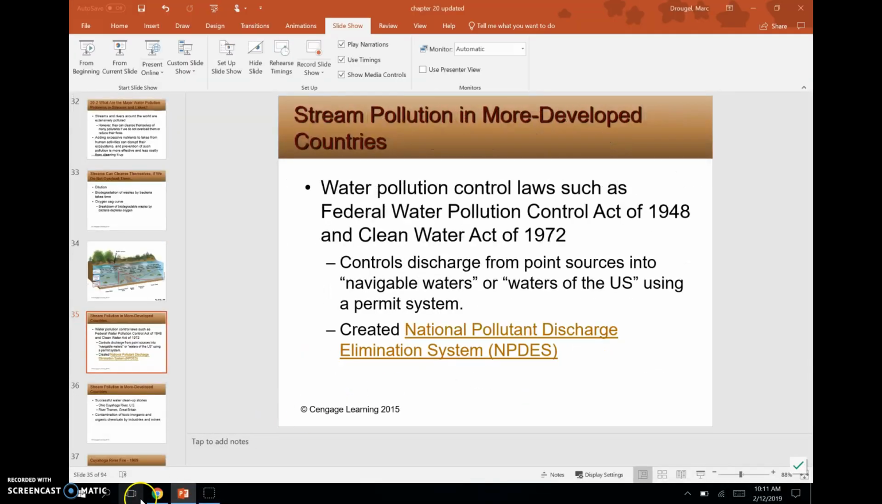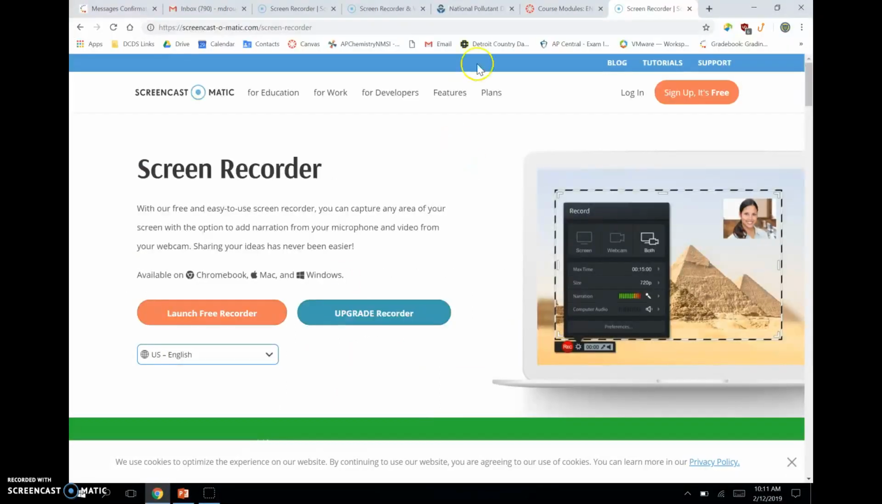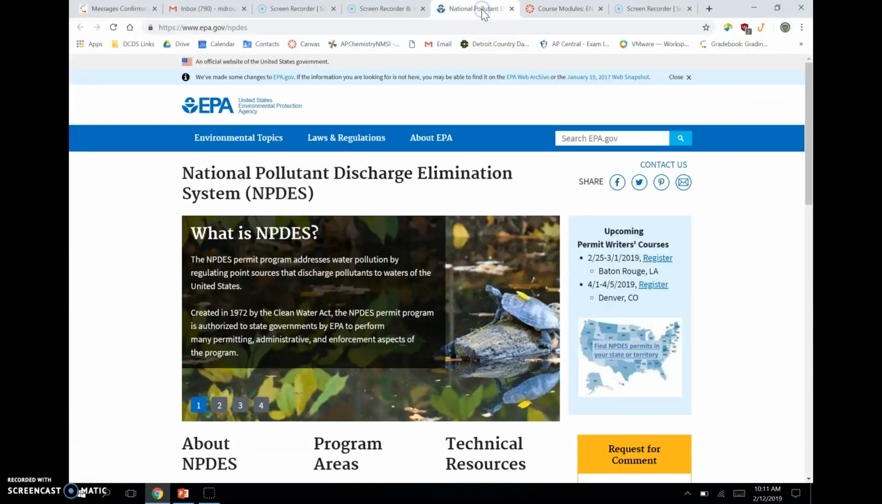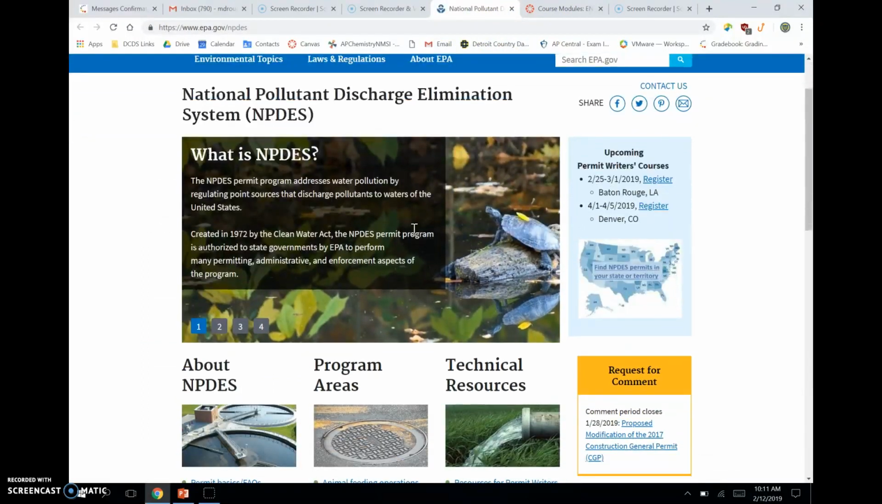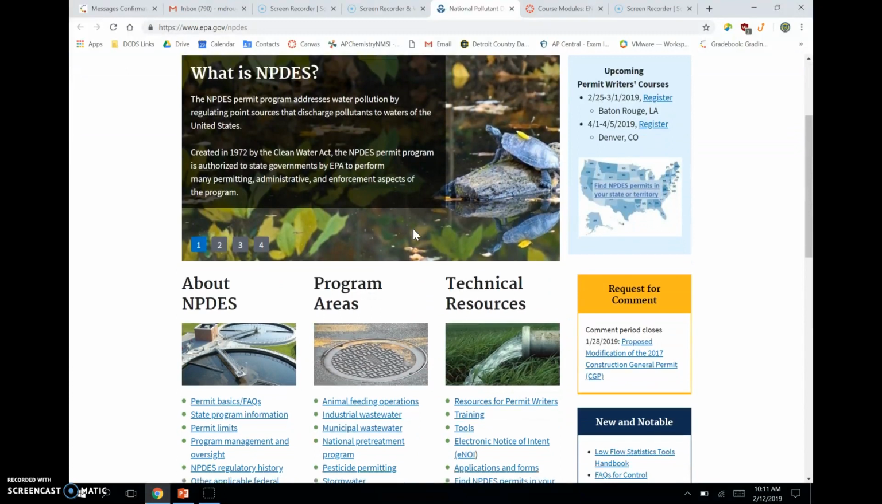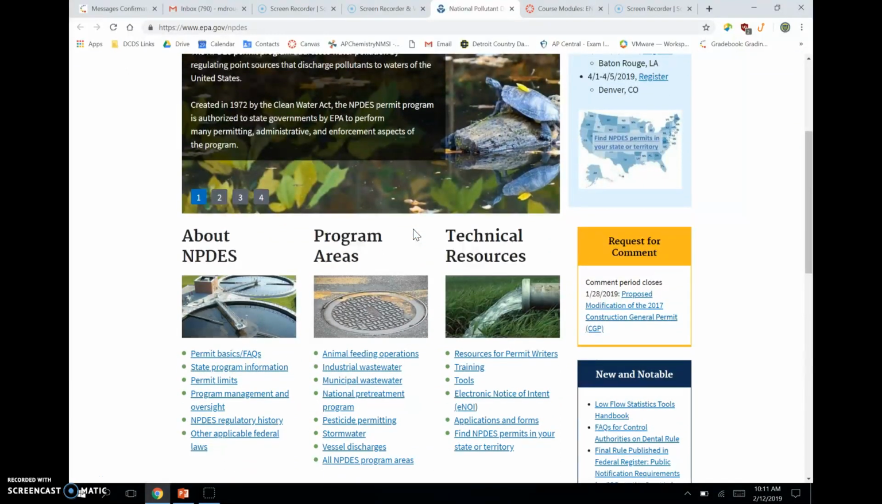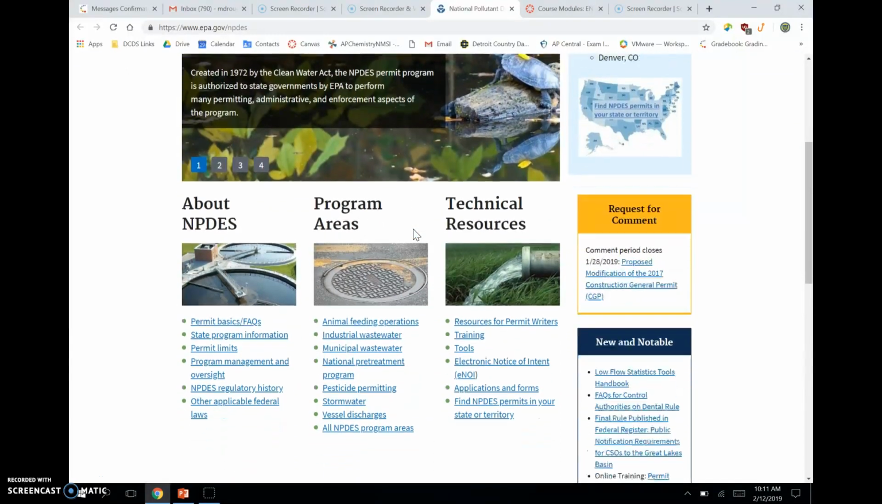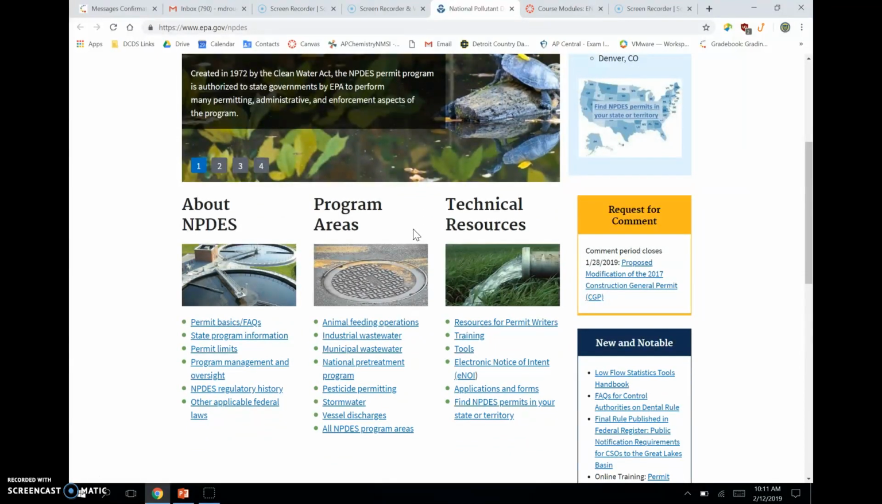So let's take a look at what that looks like. I'm just going to go to the web page for that. So this is through the EPA, the Environmental Protection Agency, and I'm not going to go through all of this, but essentially what happens is we are looking at regulating the discharge in major areas, actually any discharge, but here's some of the major program areas.